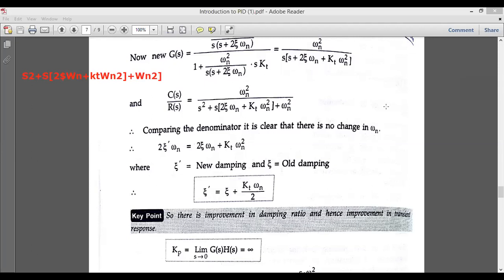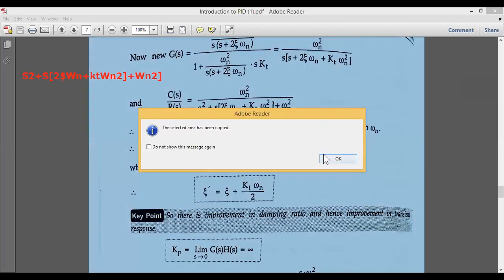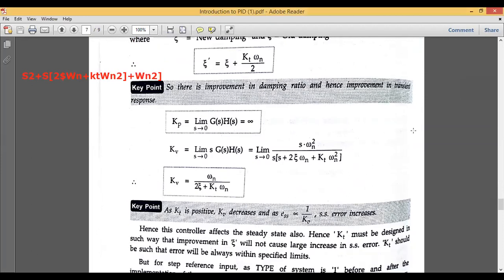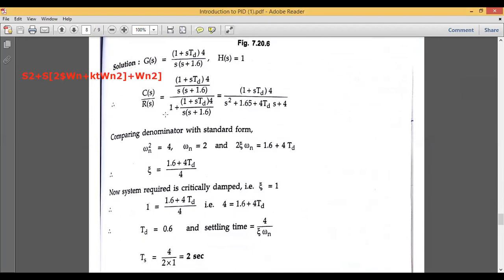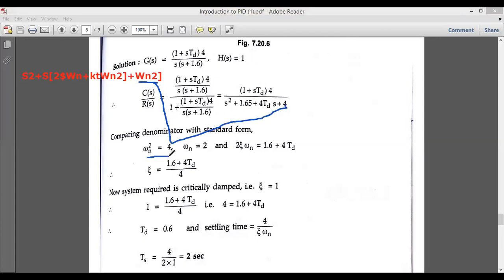Now this standard formula will be compared with the answer we got after deriving the block diagram. Just compare this equation with the denominator equation. Here is the omega n square. So omega n square compared with this is 4, right? That is the reason they have mentioned omega n square is equal to 4.